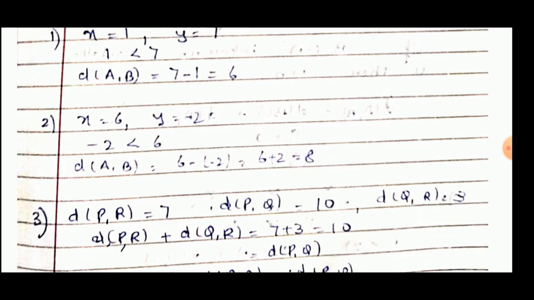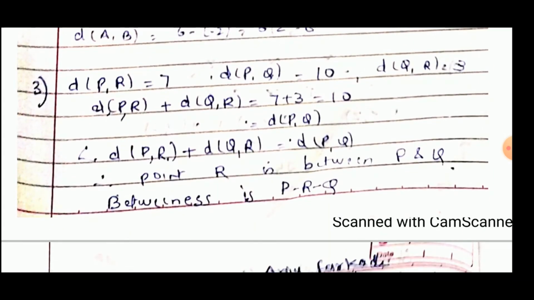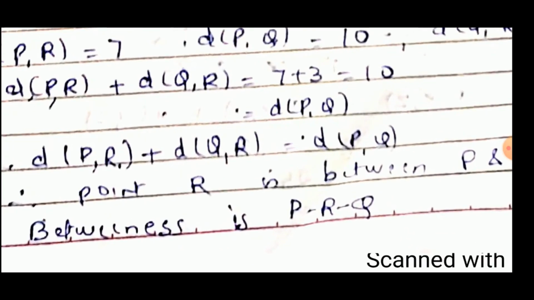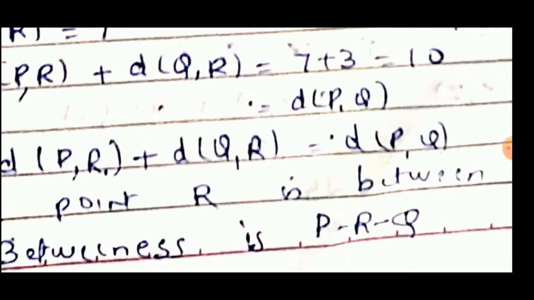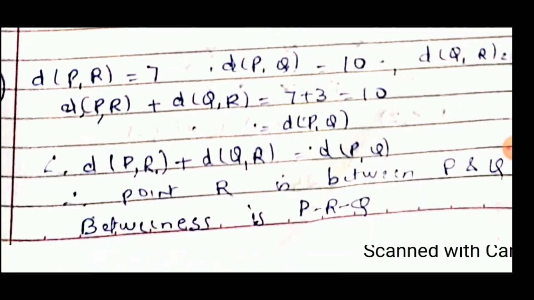If distance PR is equal to 7 and distance PQ is equal to 10, distance QR is equal to 3, then find out the sum here. So distance PR plus distance QR is equal to 7 plus 3 is equal to 10. So that is equal to distance PQ. So therefore again here between these two distances, point R is common. So R lies between P and Q. So the betweenness is R lies between P and Q.